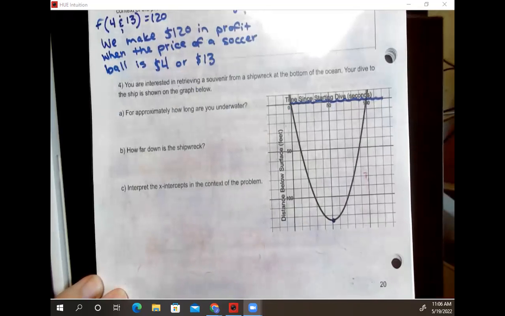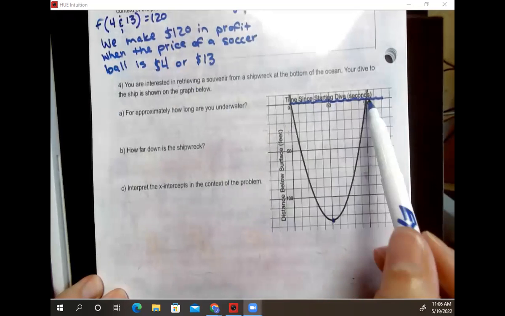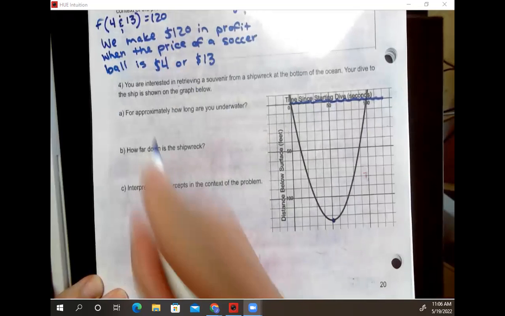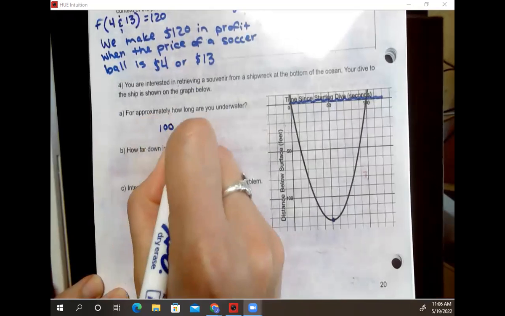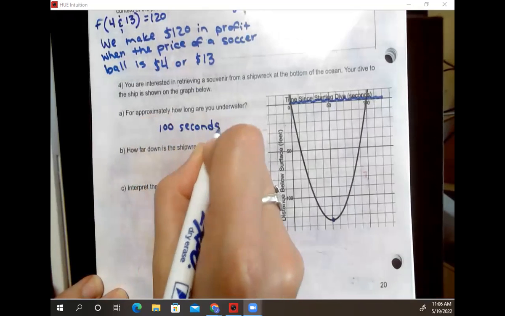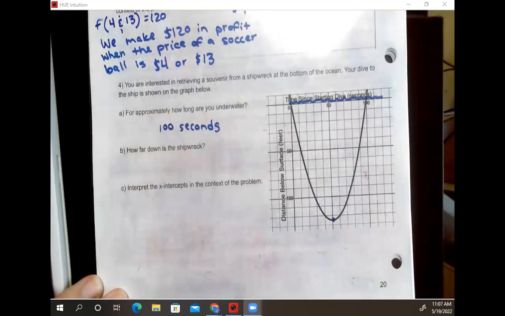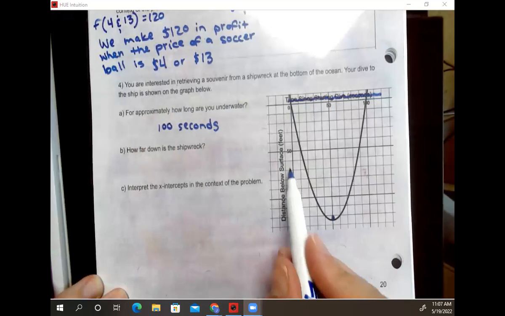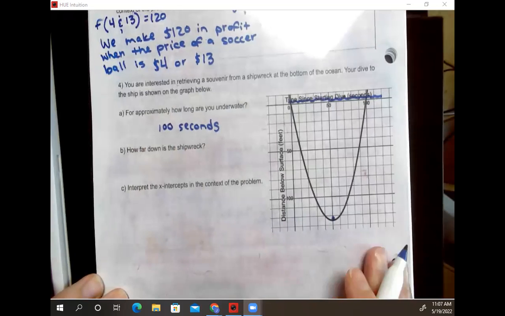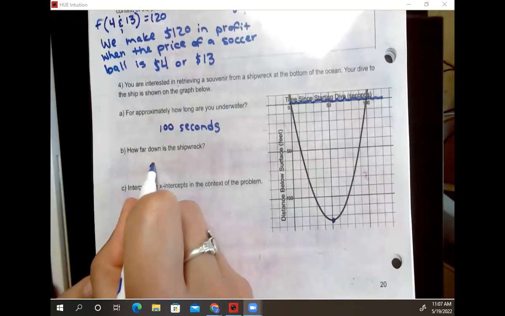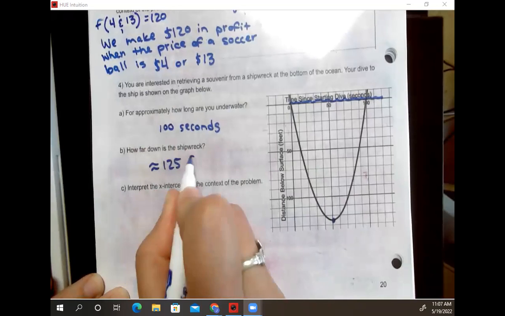Okay. How long am I underwater? About 100 seconds. How did you find that? Yeah, we look at the x-intercepts from 0 to 100. That's 100 seconds. How far down is the shipwreck? About 125, right? I'm looking at the vertex. There's 100. It looks like these go by 10, so 120, 125. About 125 feet.